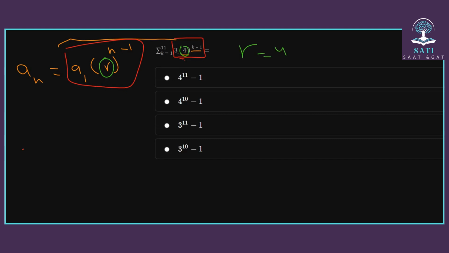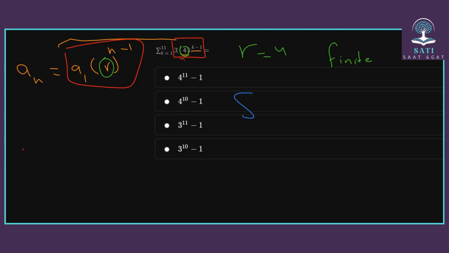When the ratio is 4, is this a finite or infinite sequence? This is a finite sequence. How do I make sure that it is a finite sequence? Because you have the end. The end is when k is 11. So that means the 11th term is the last term. So it's finite. How to find the sum there?